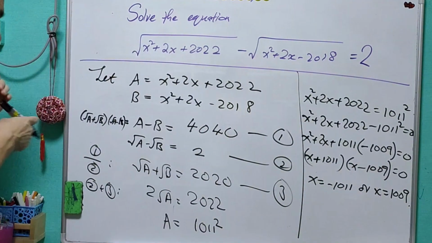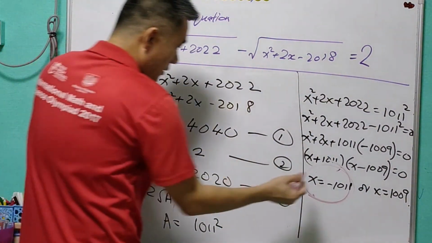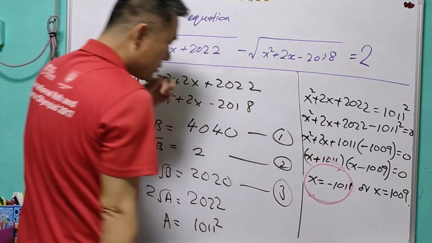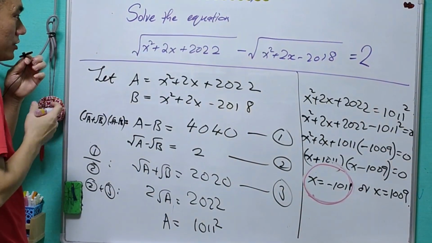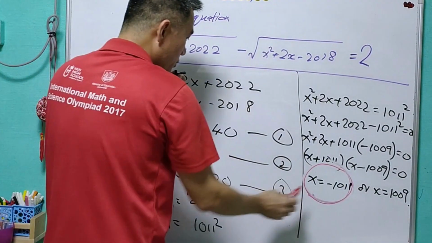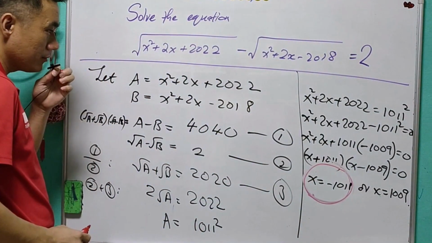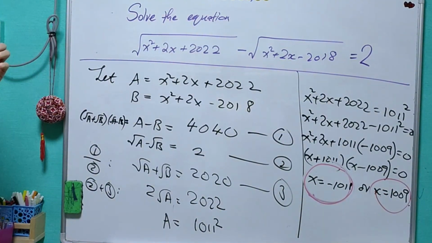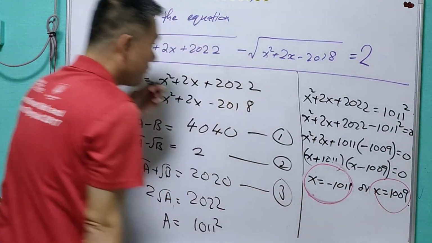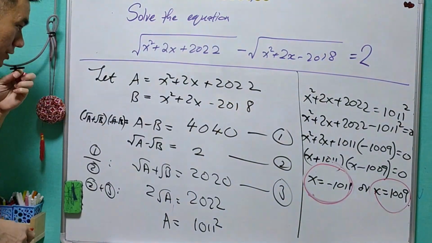It is always a good habit to check back the answer. We can substitute x equals negative 1011 into the equation, and we find that it actually satisfies the equation. So x equals negative 1011 is a solution. So does the other value, x equals 1009. So in conclusion, these two are the valid solutions for the equation.